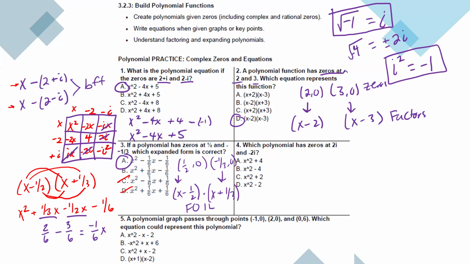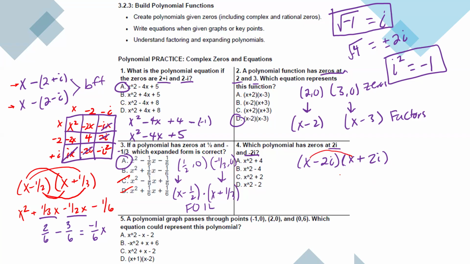All right. So again, we're going to keep practicing multiplying. So here it says, which polynomial has zeros at 2i? Remember, if I'm at 2i, I'm also at negative 2i. Okay. So we're going to write our factors. So if I'm at positive 2i, my factor is going to be x minus 2i, right? If I'm at negative 2i, my factor is going to be x plus 2i. And again, at this point, you have the choice to either FOIL or use the box method, whichever makes your heart happy.